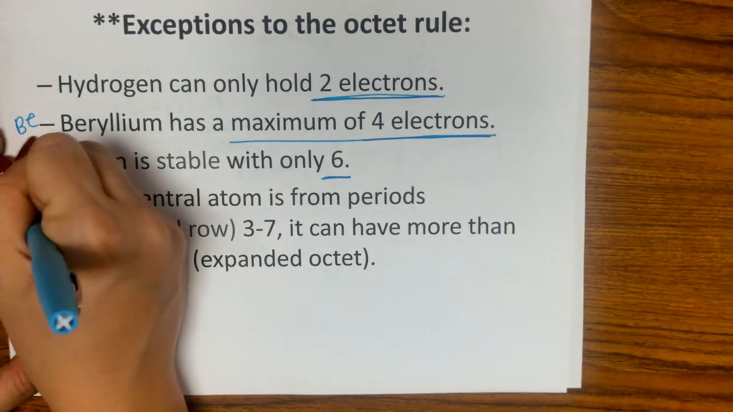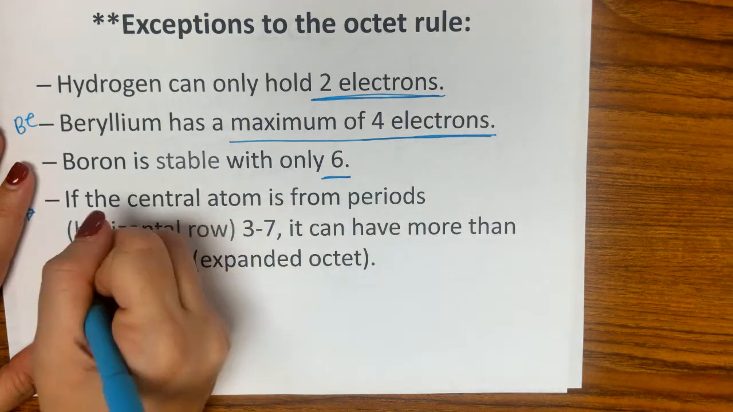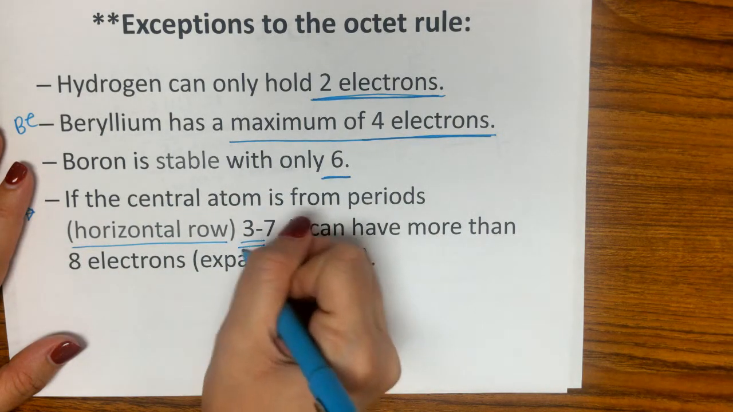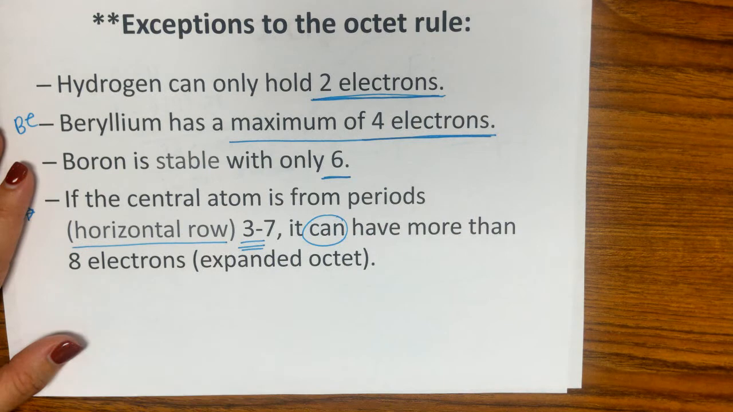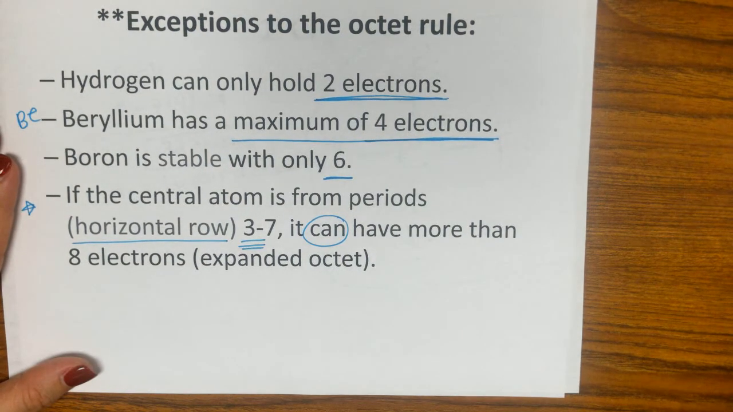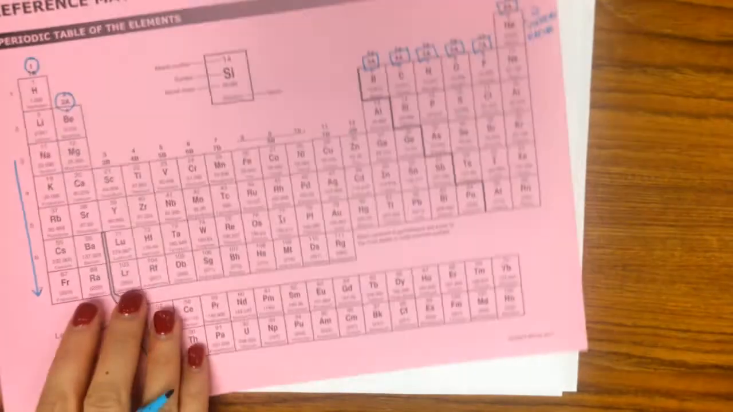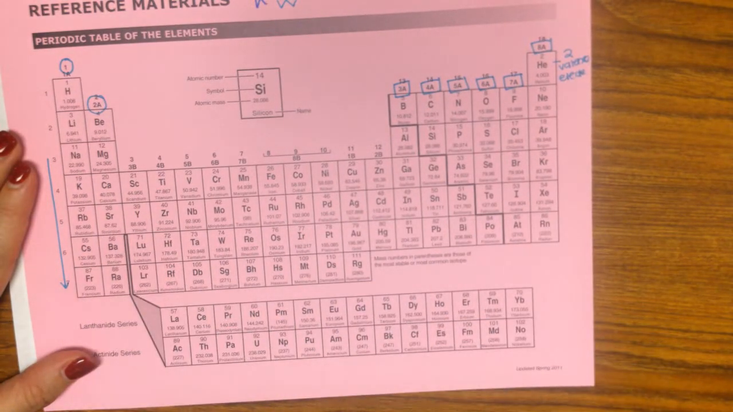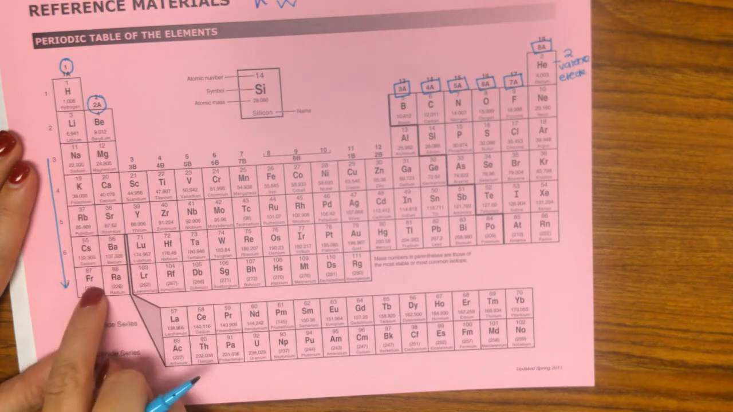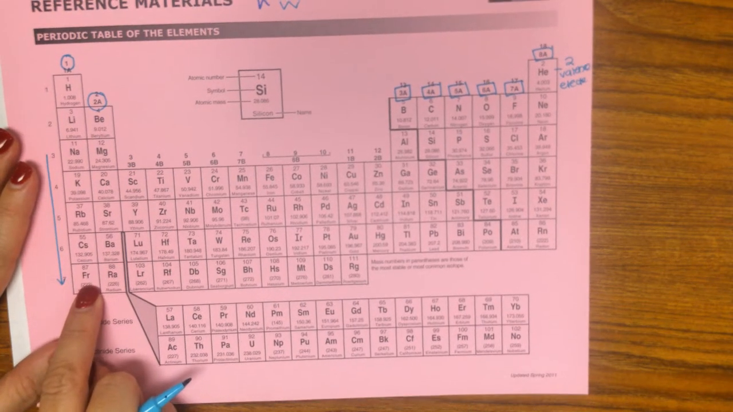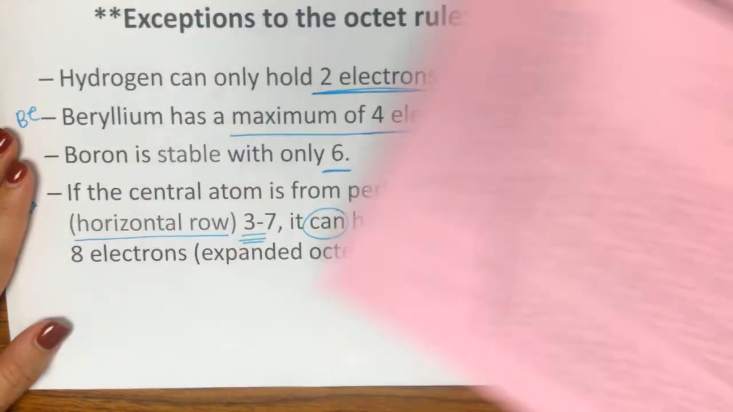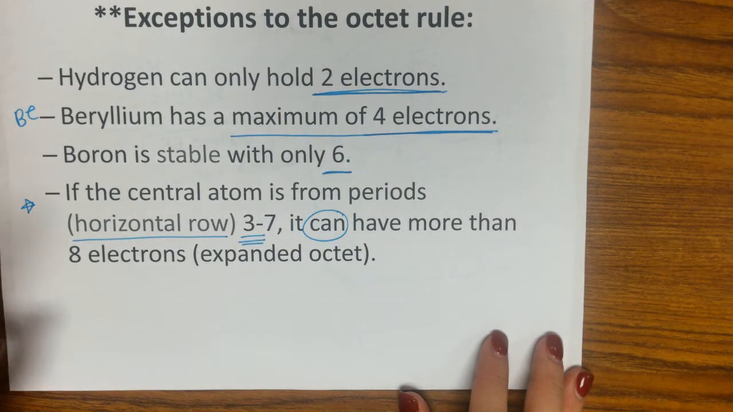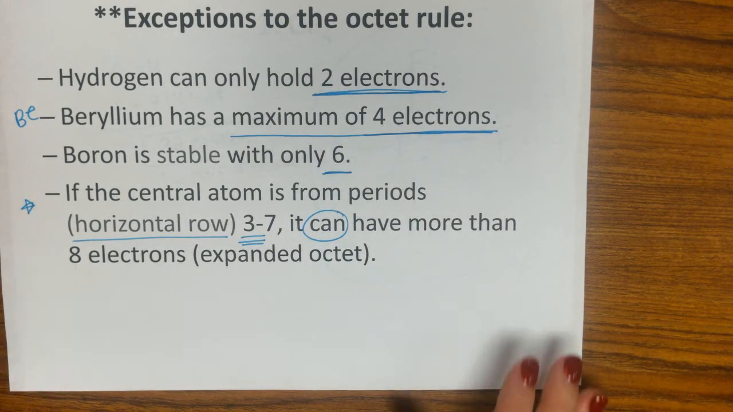Now this one, if the center atom is from periods, which is a horizontal row, 3 through 7, it can have more than 8 electrons. Whenever you look at your periodic table, rows are like this. So if it's from row 3 through 7, it can have more than 8 electrons. It doesn't say it will, it just says it can. And we'll do an example later. You can pause the video to write these down and then hit play when y'all are good.